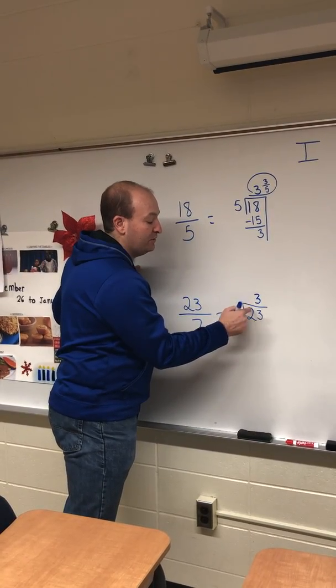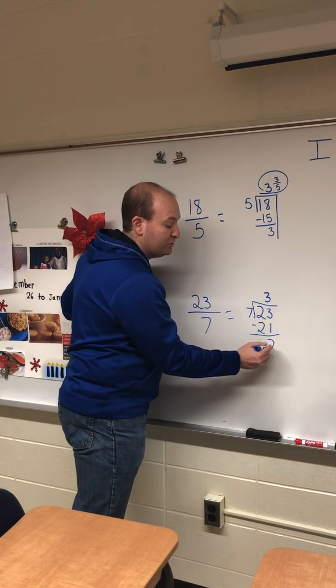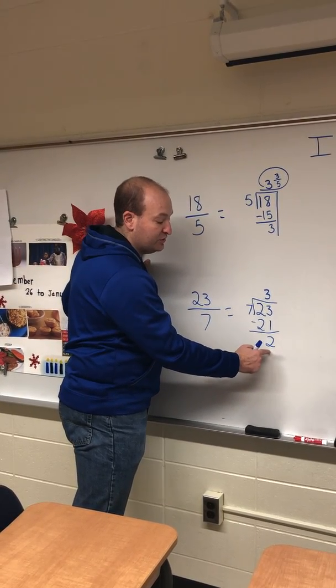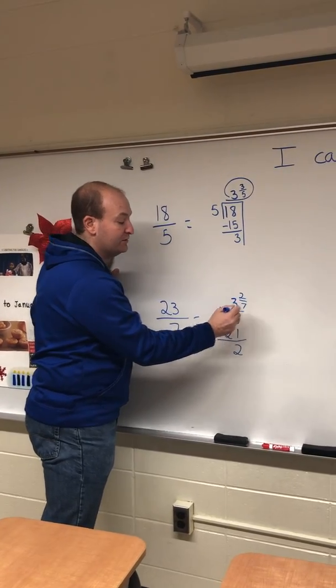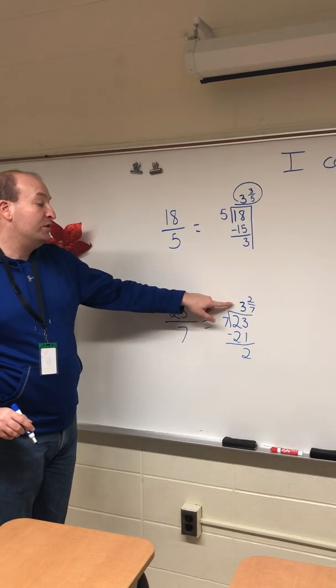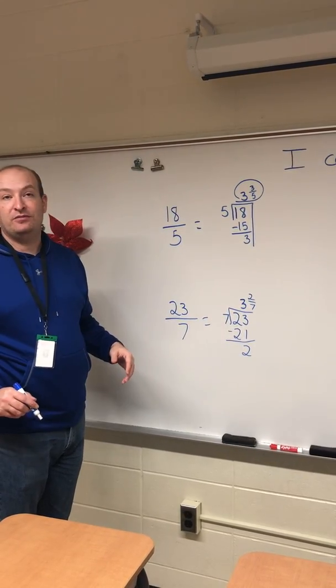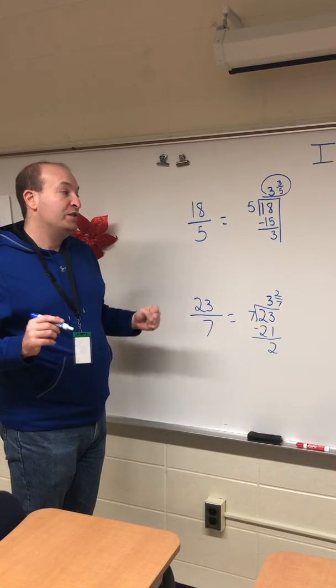3 times. 3 times 7 is 21. That leaves me with 2 left over. So I'm going to turn 2 and 7 into my fraction, 2/7. So 23/7 is equal to 3 2/7. Again, that's an easy way of figuring these out. Let's try a couple more.